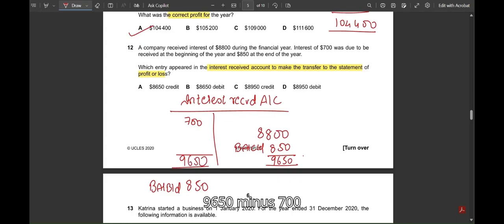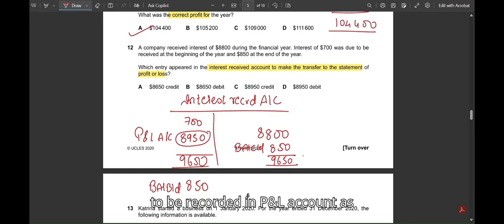9,650 minus 700, 1,650 minus 700 will give you 8,950. This will go in your P&L account. So this is your actual amount to be recorded in P&L account as income, or sorry, as interest received. But the question is, which entry appeared in the interest received account? So interest received has been debited, right? So the right answer would be option number D.